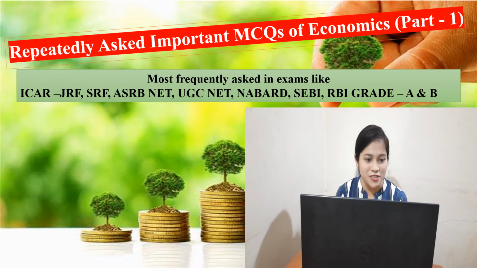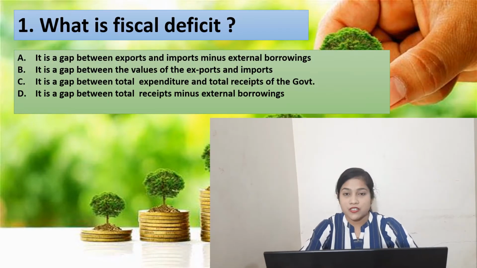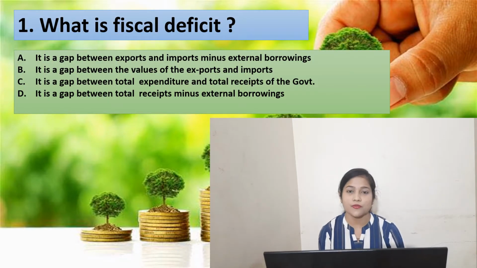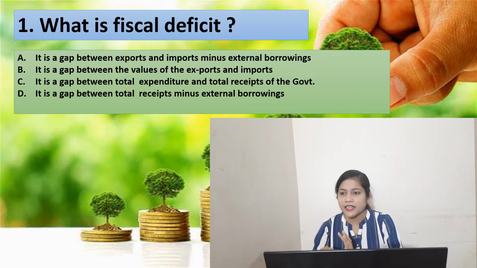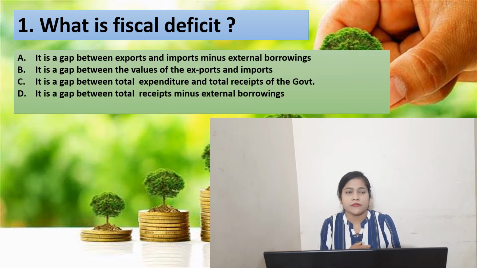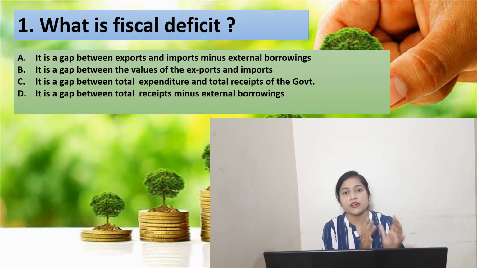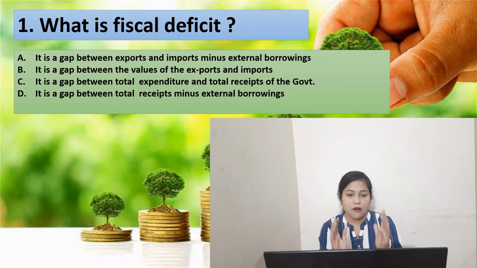So here is our first question. What is a fiscal deficit? Well, let me tell you, normally you get two types of terms. One is fiscal and the other is monetary. Monetary means any monetary term will be completely related to RBI, the Reserve Bank of India. But in the case of fiscal terms, it may be fiscal surplus or fiscal deficit. It is always related to the government of the particular country. So our question is, what is fiscal deficit?